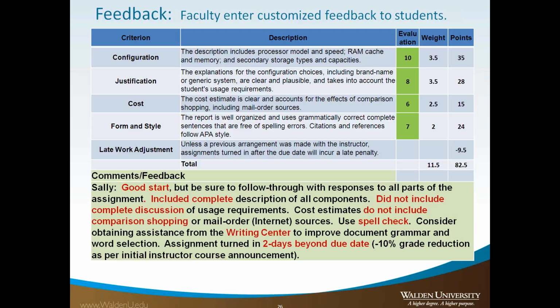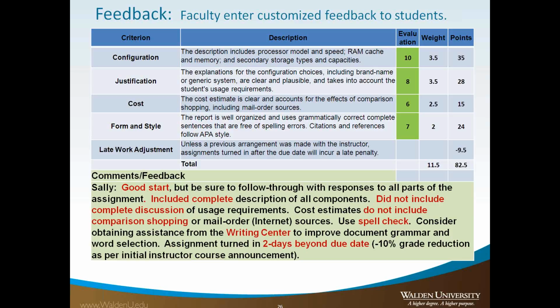So I always start out with something positive. We all know this from feedback. Good start. Be sure to follow through with the responses to all the assignments. But then she got an 8 on the justification, and the reason is she didn't really describe all the components. I'm sorry, it was configuration. Oh, no, I'm sorry. She got a 10 in configuration because she did include a description of all components. However, when it got down to justification, she didn't completely describe the usage requirements under cost or cost estimate. She did no comparison shopping. So that one she got hit really hard on. I mean, she didn't even meet the criteria.